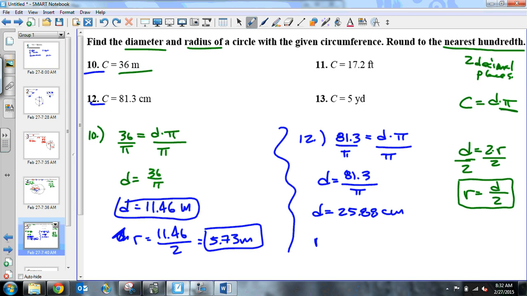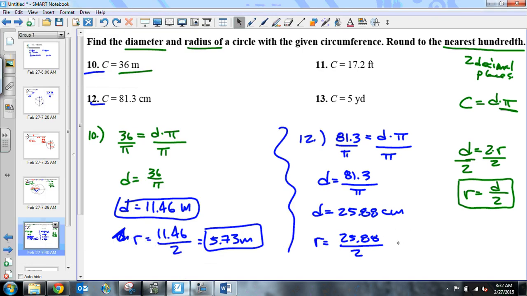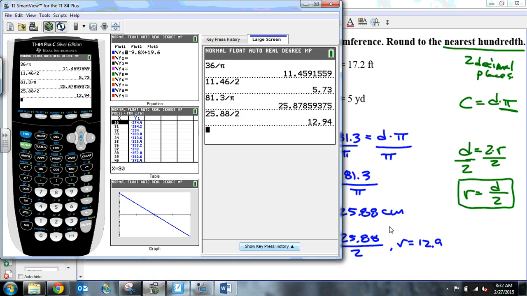Okay, so if I wanted to find my radius, I would take that number 25.88 and divide that by 2. We end up getting 12.94. So my radius is equal to 12.94. Okay.